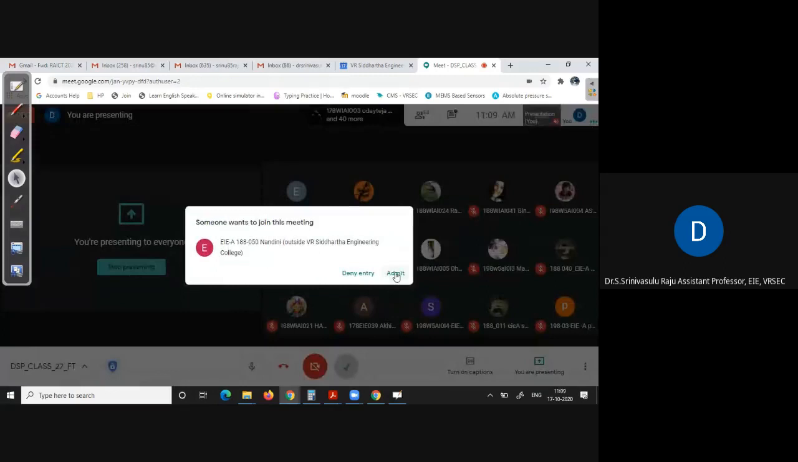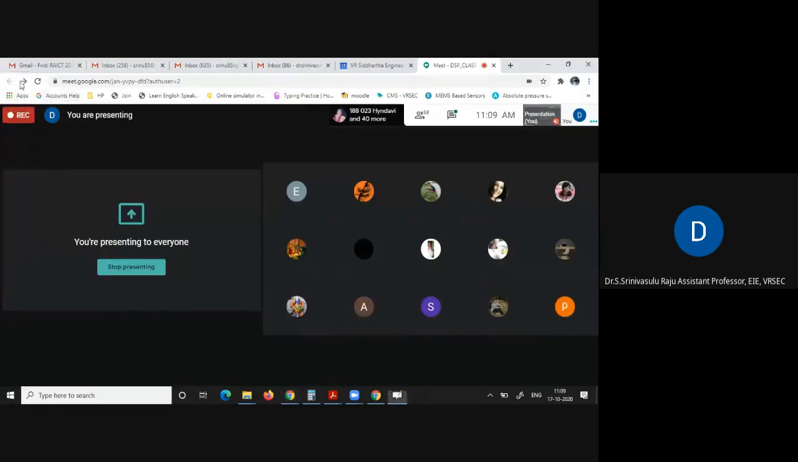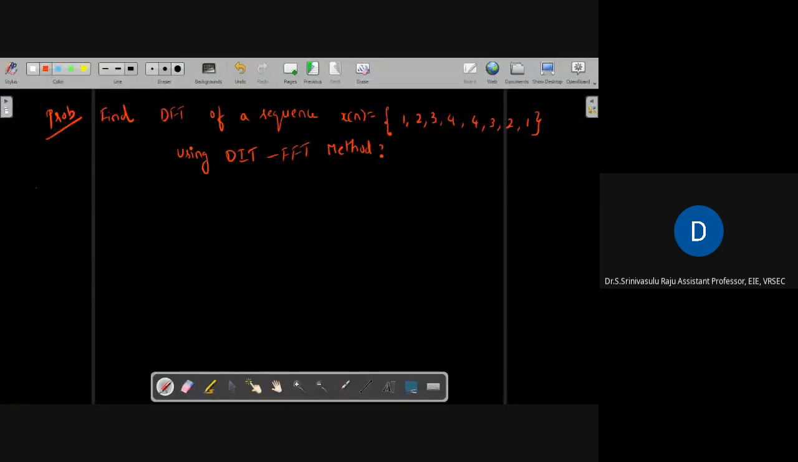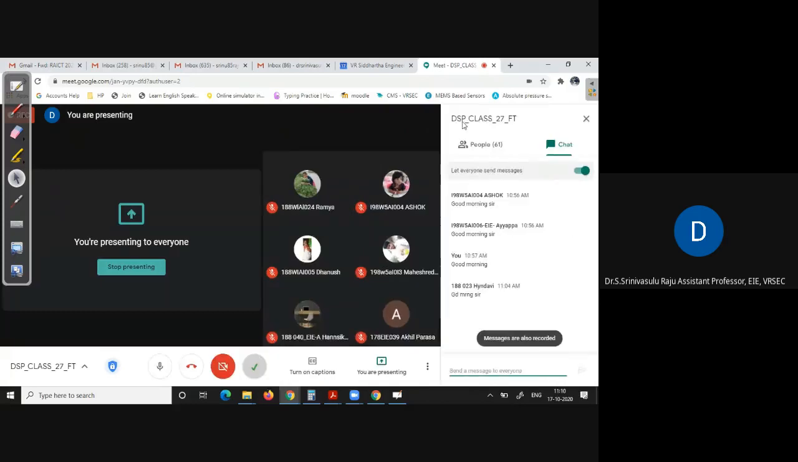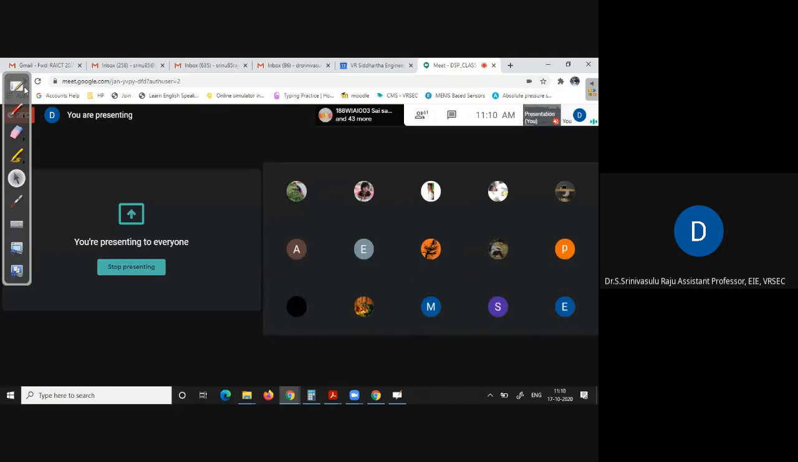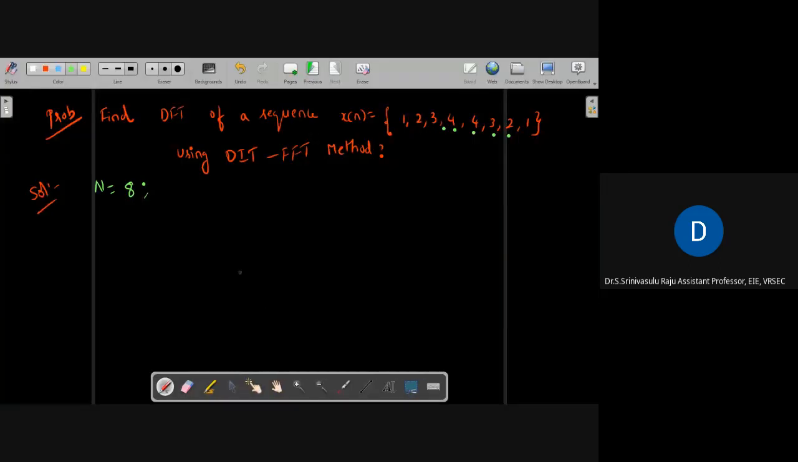First we need to know N. What is the value of N here? N is the length of the sequence. We have 1, 2, 3, 4, 5, 6, 7, 8. So N value here is 8. Length of the sequence here is 8. Okay, is it clear? Once again I am repeating, all of you kindly listen to the class and be interactive with me. This problem is very important. Definitely you will get good marks.